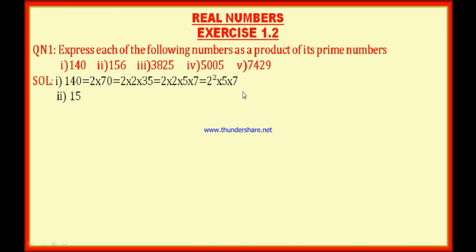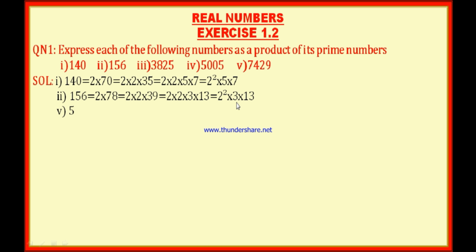Now we will solve another bit, that is 156. Second bit is 156. Since the units place is 6, it is divisible by 2. 2 into 78. Write this first 2. Again, since 8 is even, 2 into 78 is 39, therefore it is 2 into 2 into 39. Now 39 is not divisible by 2, but it is divisible by 3. 3 into 13 is 39. Now 2 into 2 is 2 square into 3 into 13.